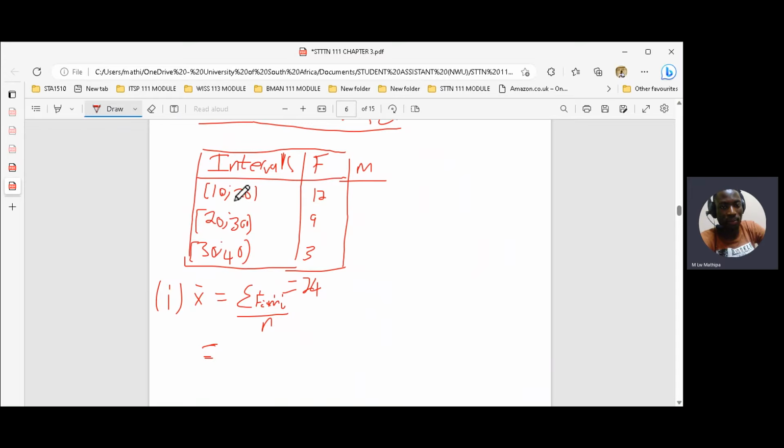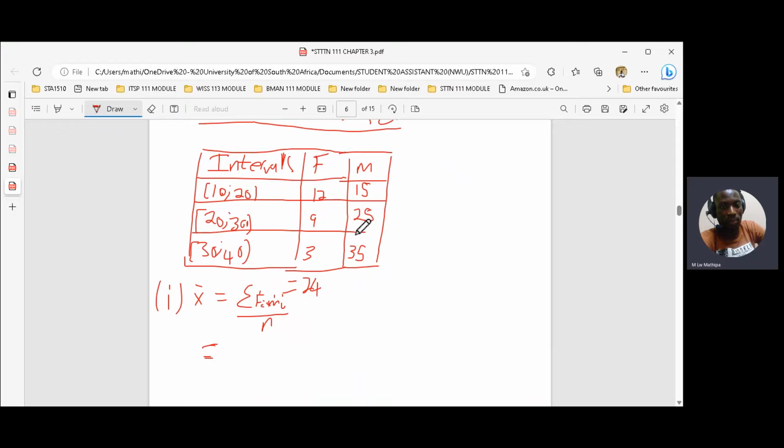We say 10 plus 20 divided by 2, which is 15. And then now 20 plus 30 divided by 2, that's 50 divided by 2, which is 25. And then now 30 plus 40 divided by 2, that's 70 divided by 2, which will give you 35. Okay, now we have our midpoint and we have the frequency.